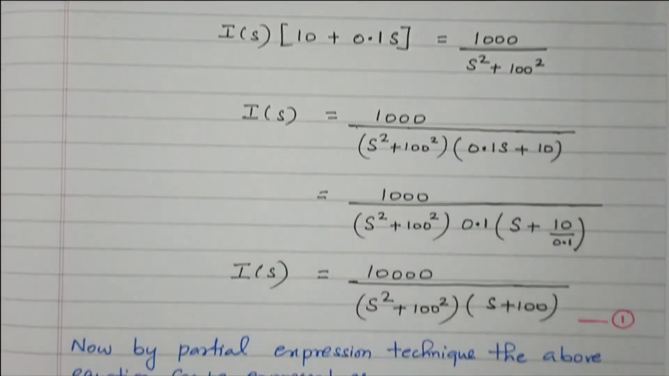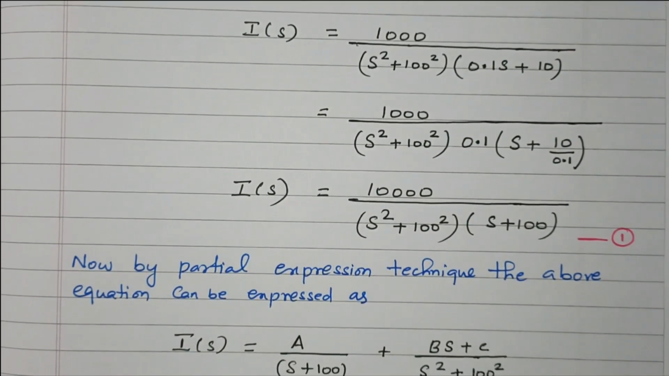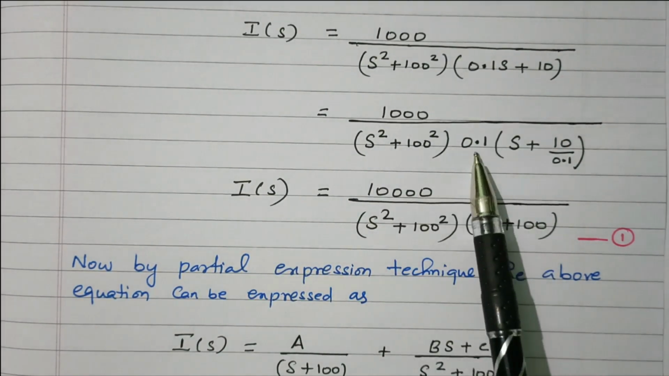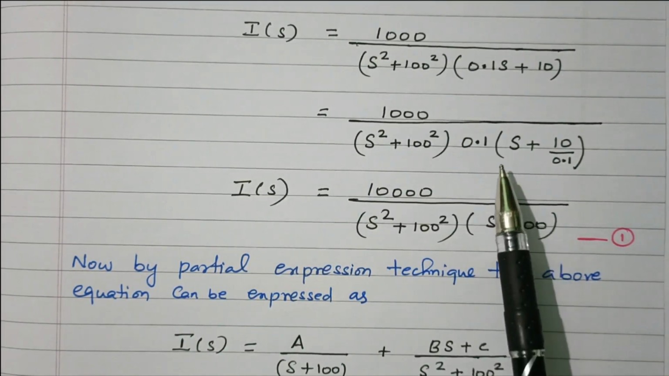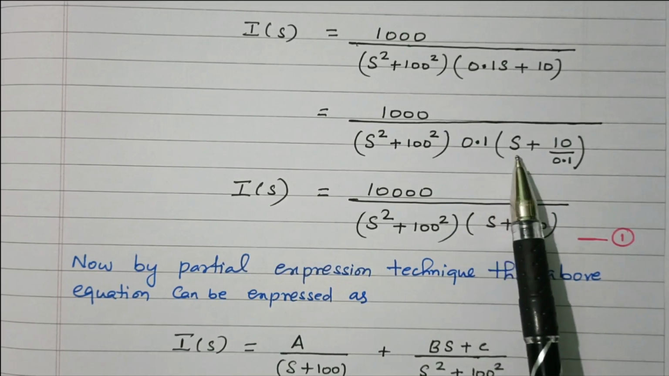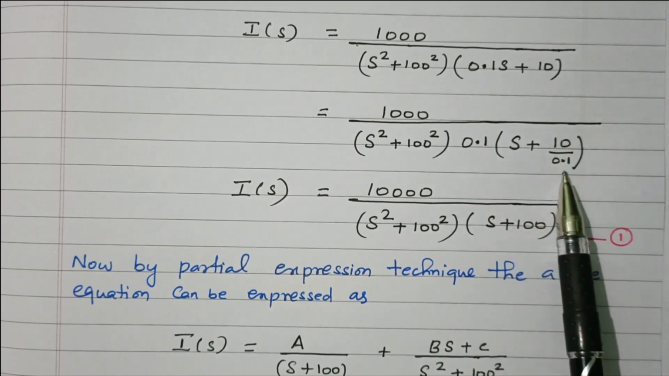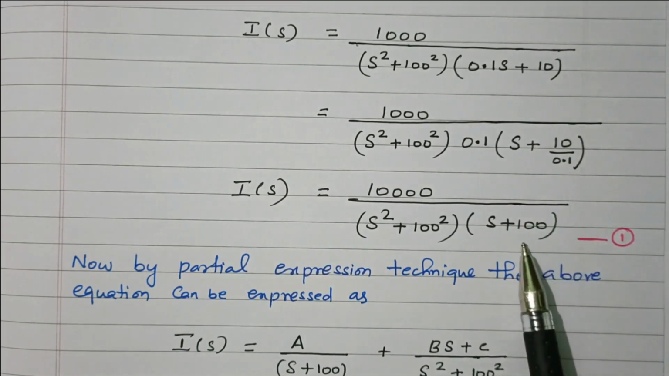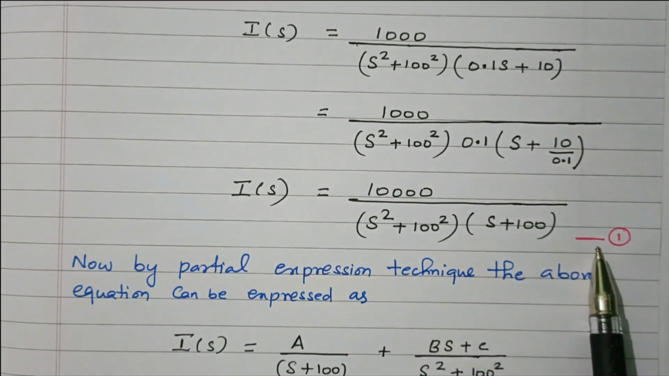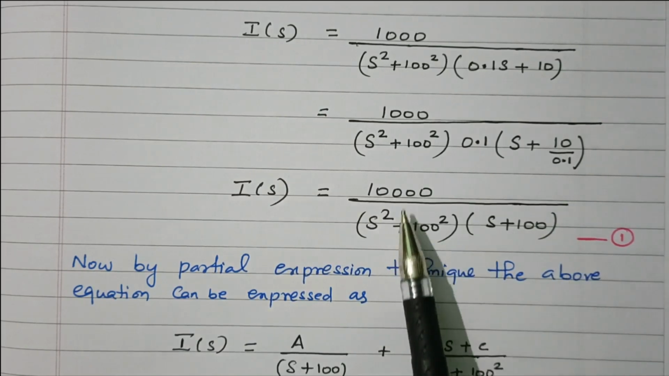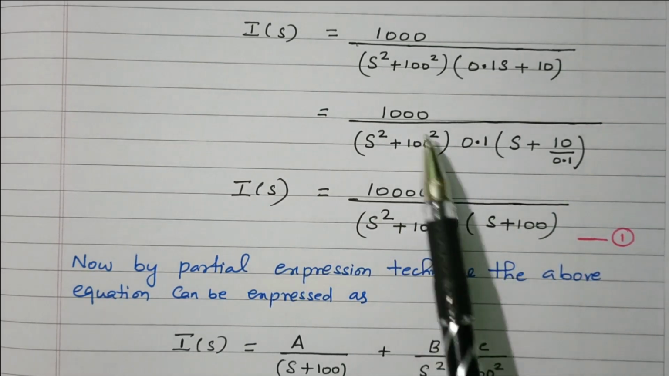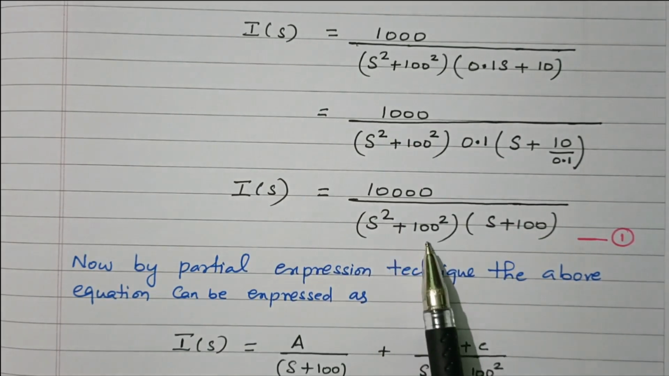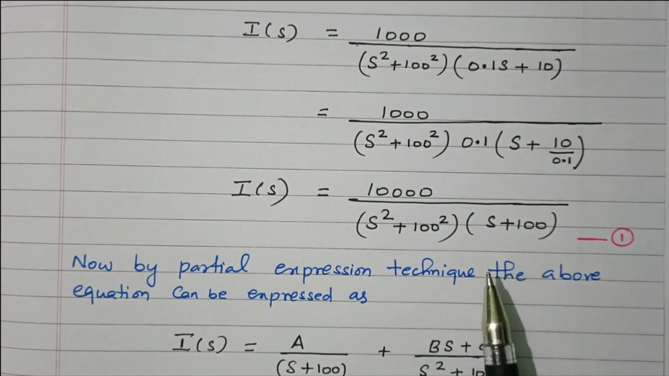Now we'll go for the further simplification. So we need it in the form s plus, so that this 0.1 is taken outside. Then only we'll get s plus. So 0.1 is taken outside, s plus 10 divided by 0.1. So 10 divided by 0.1 is 100. We'll take this as equation number 1. 1000 divided by 0.1 becomes 10,000, divided by (s square plus 100 square) into (s plus 100).